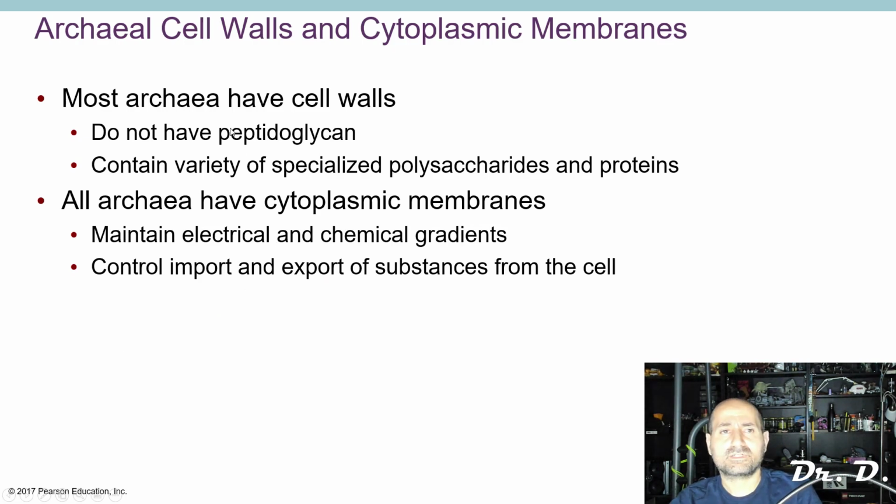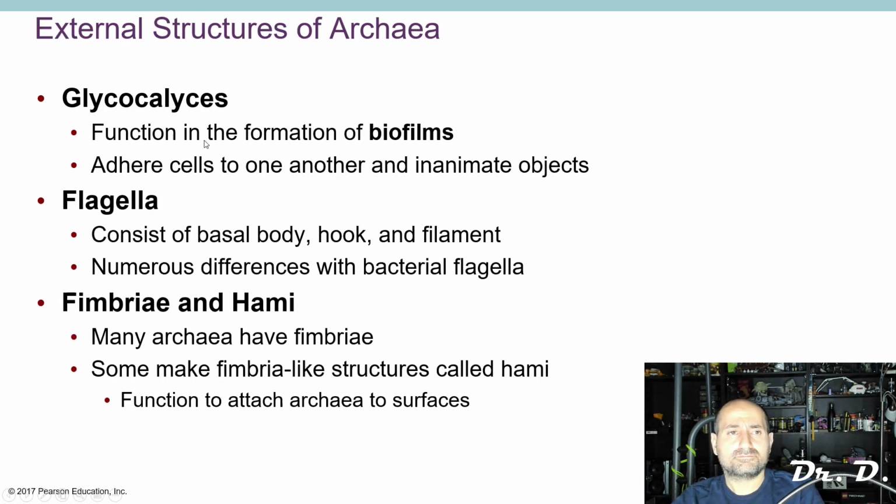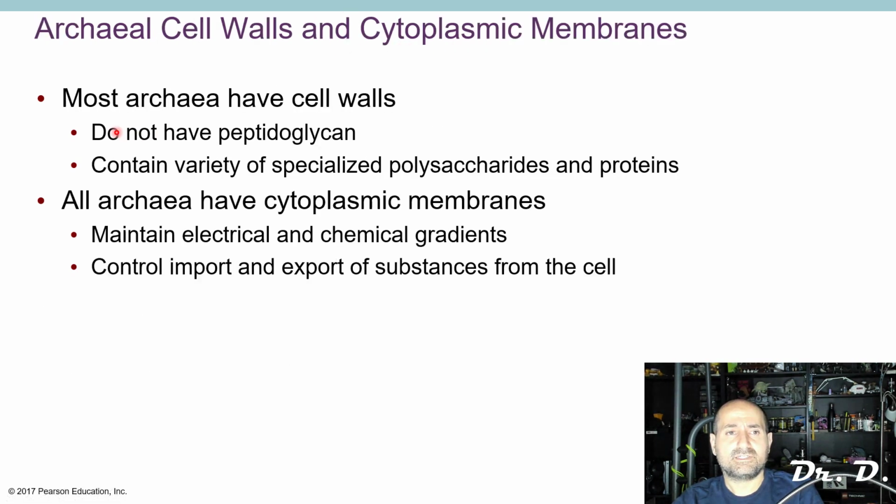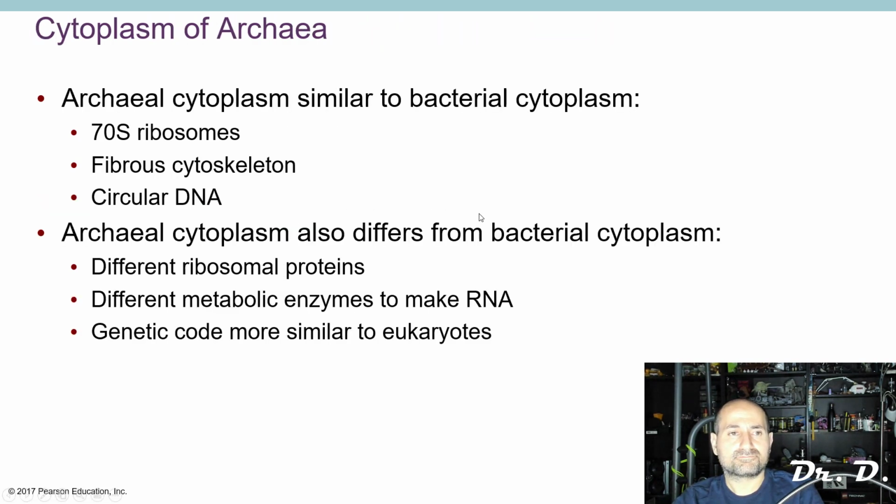Okay, and now we are talking about archaea here. Archaea have a lot of those similar structures to bacteria, but remember, they do not have peptidoglycan, right? Their cell walls do not have peptidoglycan, instead containing a variety of specialized polysaccharides and proteins. These S layers and things like that, we might touch on later on. Obviously, all archaea have cytoplasmic membranes. All cells have a membrane. And that's about where I want to get with archaea. Don't worry about this slide here.